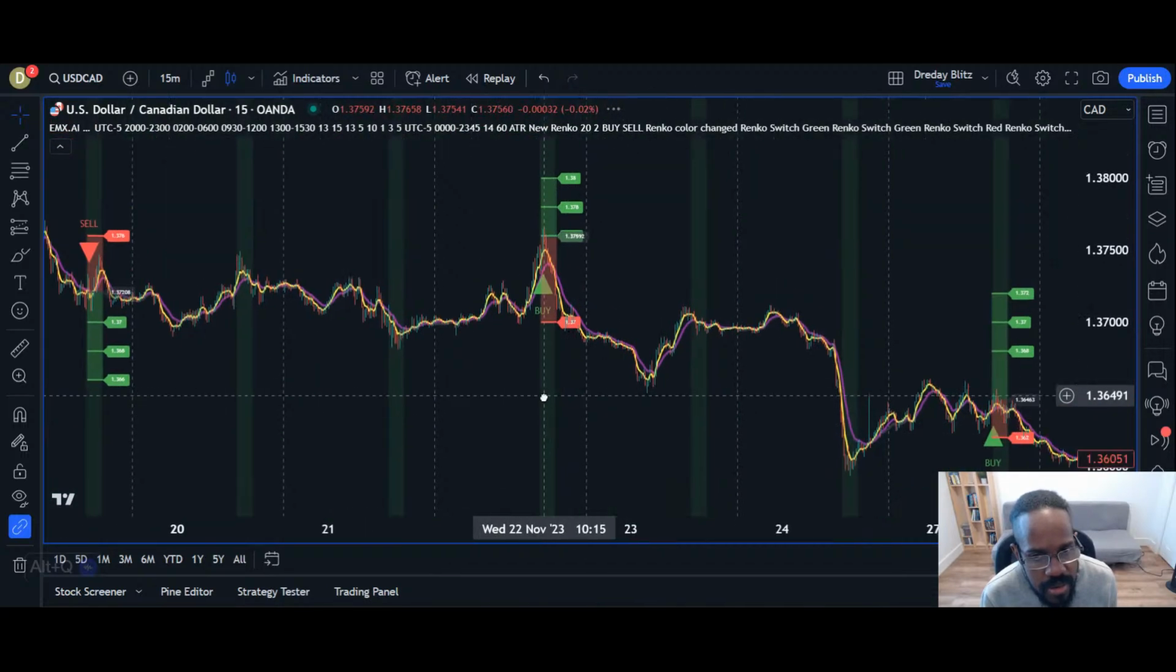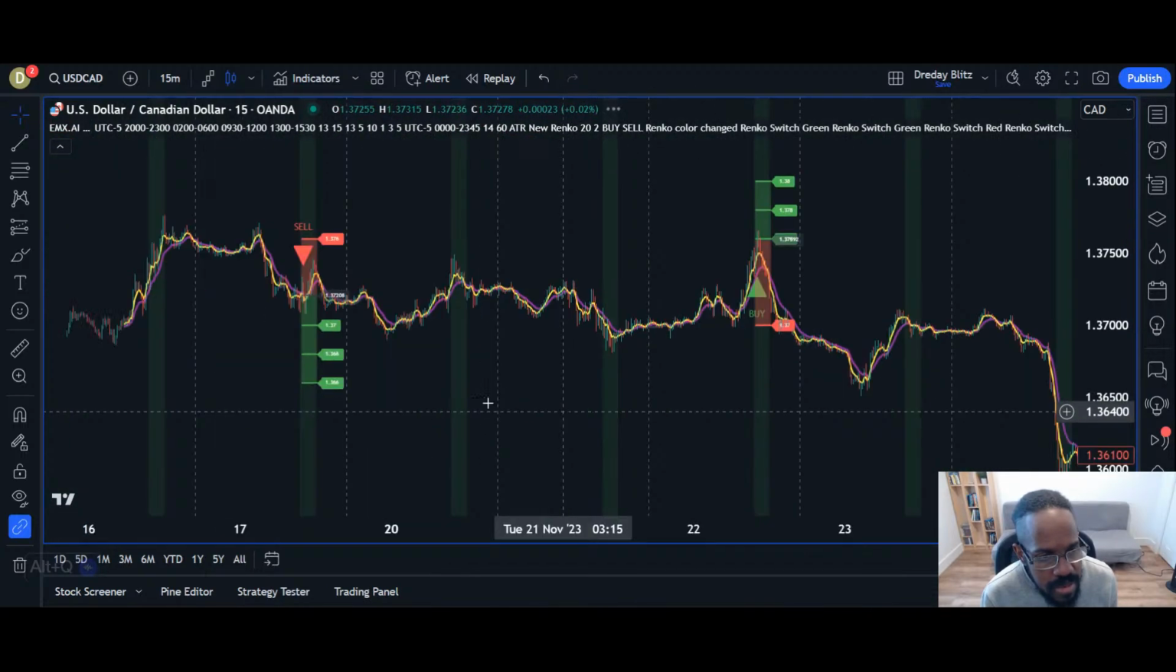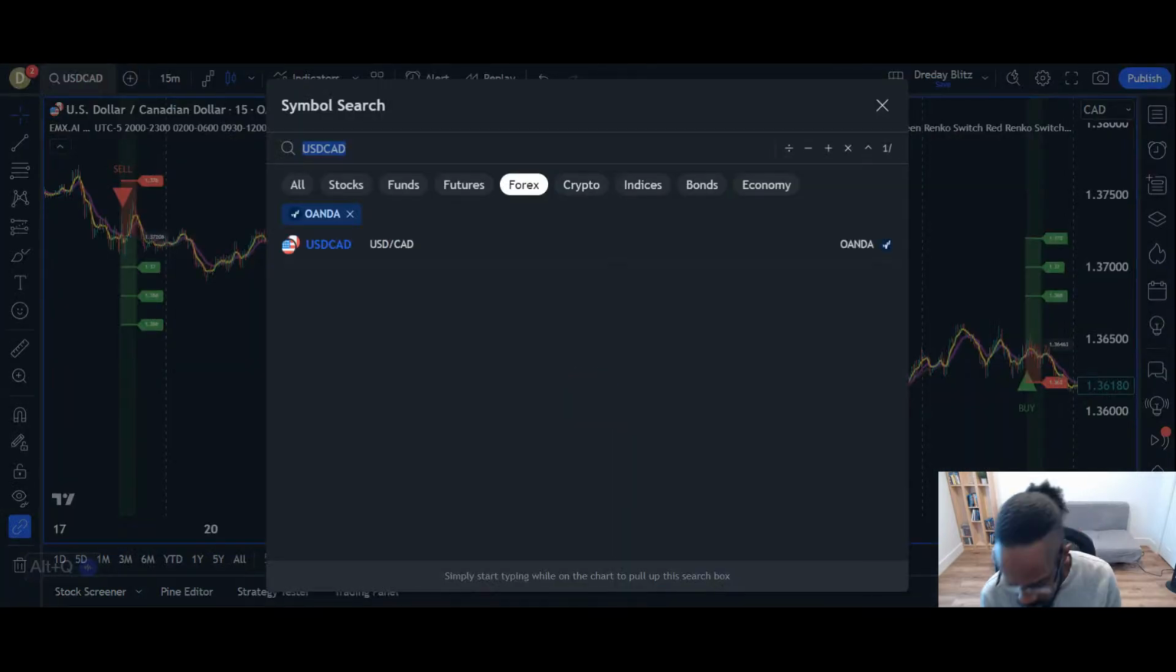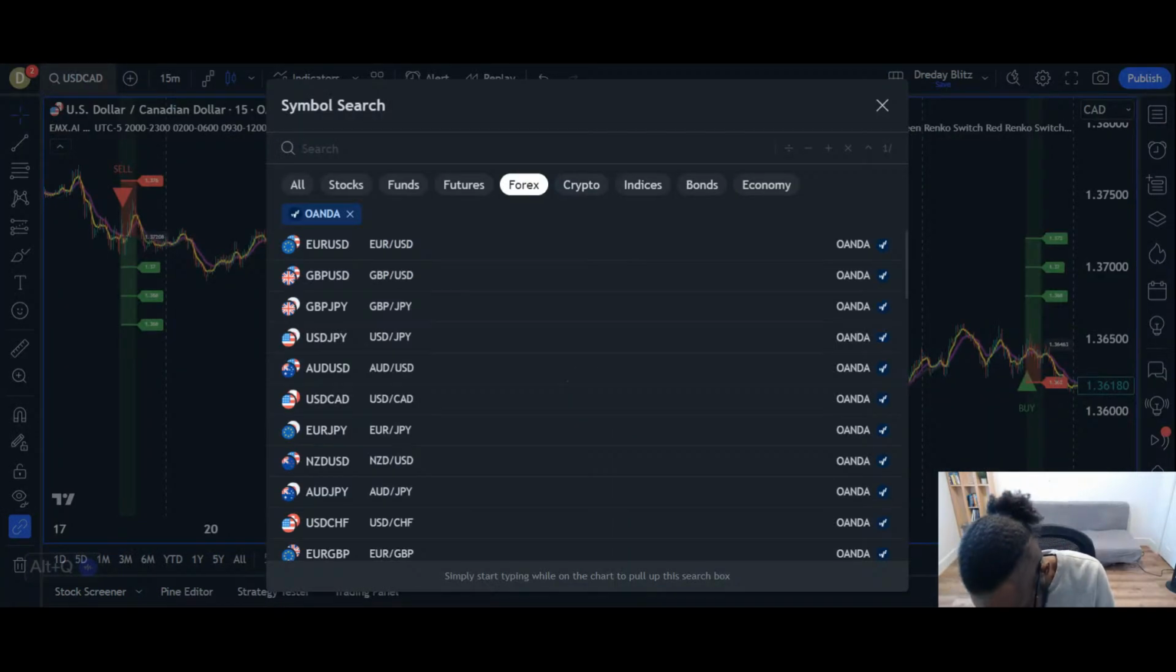Got a buy here. I really don't like how USD CAD is moving. That's why I do not trade it. And the return is really not that great, in my opinion.